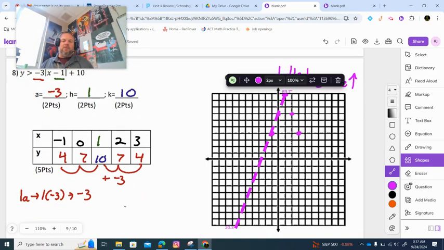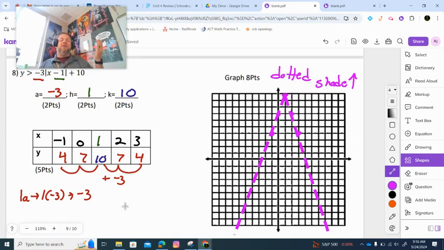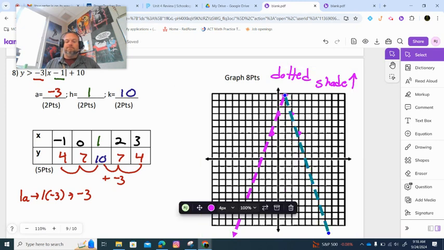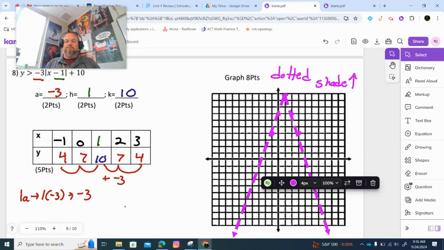Now, this graph is worth a little bit more because there's a little bit more going on. Okay? The reason why the other graph is 6 points is because literally you're graphing 5 points. So that's 5 points right there. And then making the lines right. This is 8 points. The same 5 points, then you're shading and it's dotted. Okay? So a little bit more. All right. And we are going to shade above.